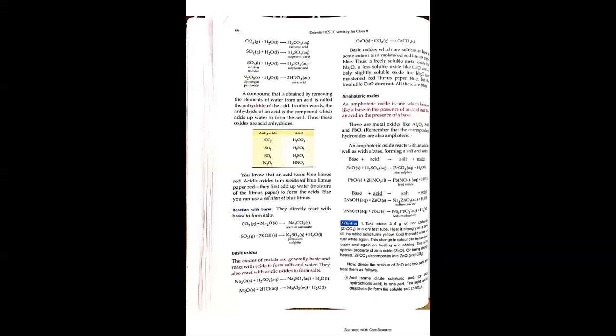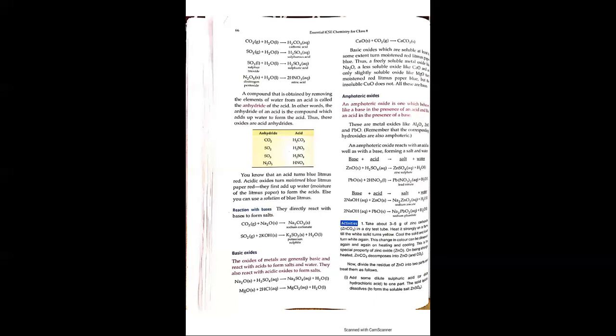But when they are in the presence of base, now we have taken base NaOH and we have these amphoteric oxides. Now you see they will behave like acid, so they form Na2ZnO2 plus water, and with NaOH, which is a base, it will behave like acid to form Na2PbO2, sodium plumbate, plus water. So let us see the activity.